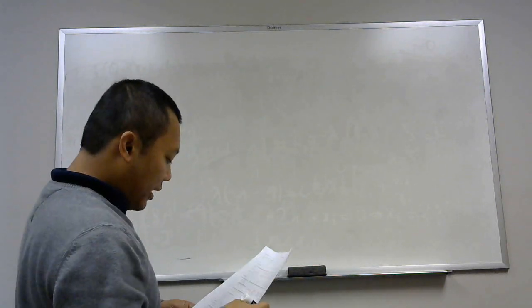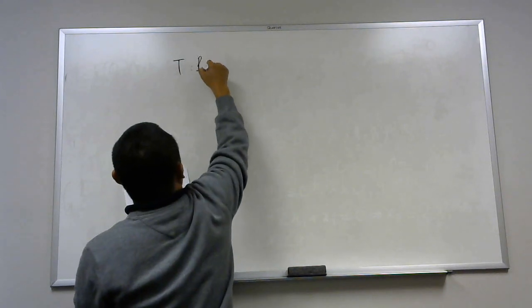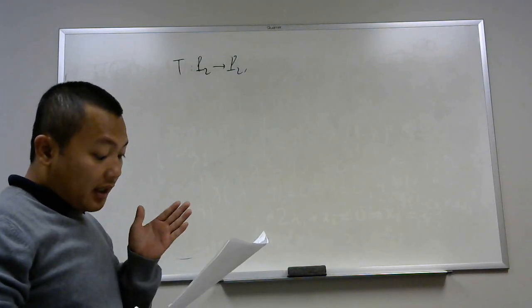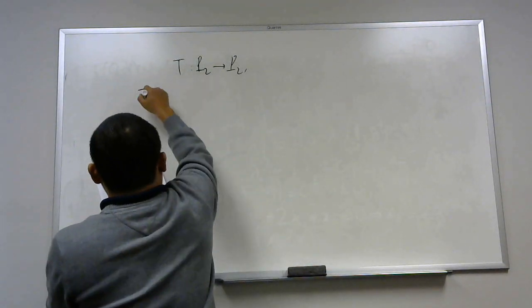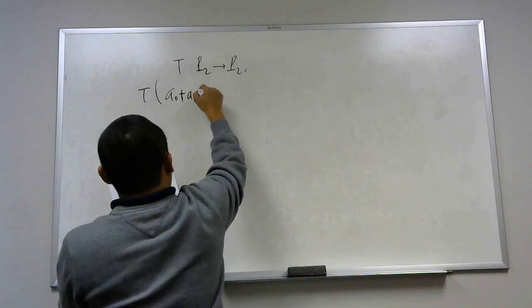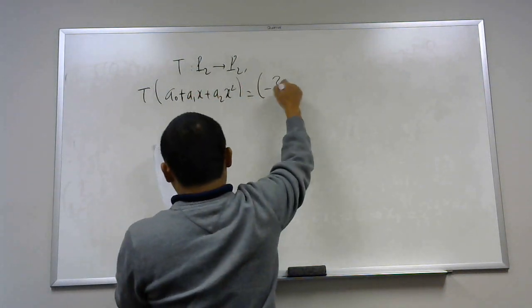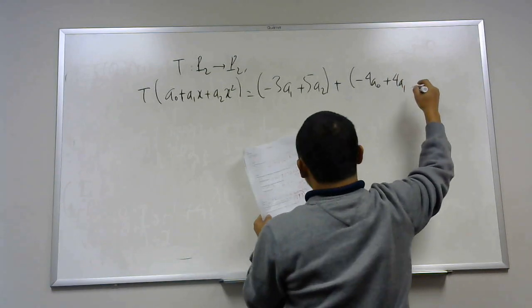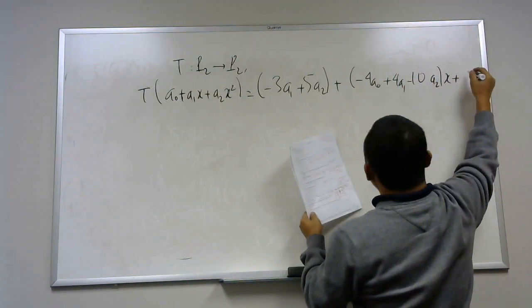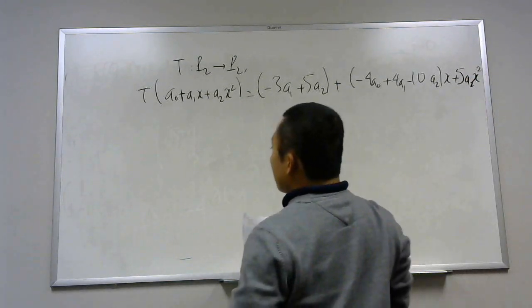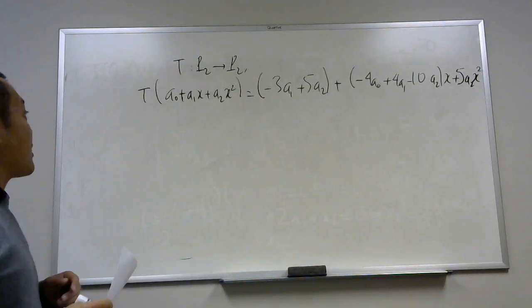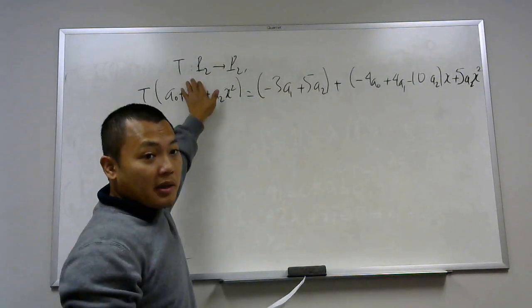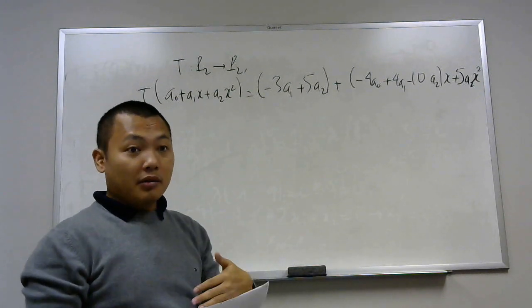Next question, they give you a linear transformation from P2 to P2, where P2 is the vector space of all polynomials of degree less than or equal to 2. T of (a0 plus a1 x plus a2 x squared) equals (-3a1 plus 5a2) plus (-4a0 plus 4a1 minus 10a2)x plus 5a2 x squared. We talked about this space several times. The space P2 is isomorphic to R3. So basically we can consider this linear transformation as a linear transformation from R3 to R3, right?